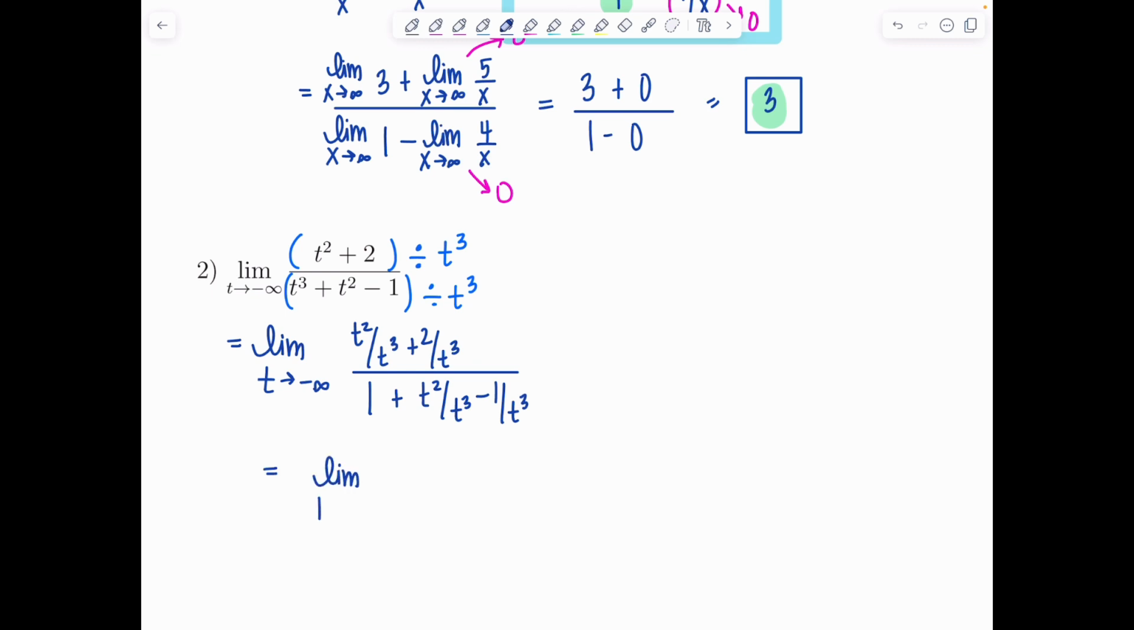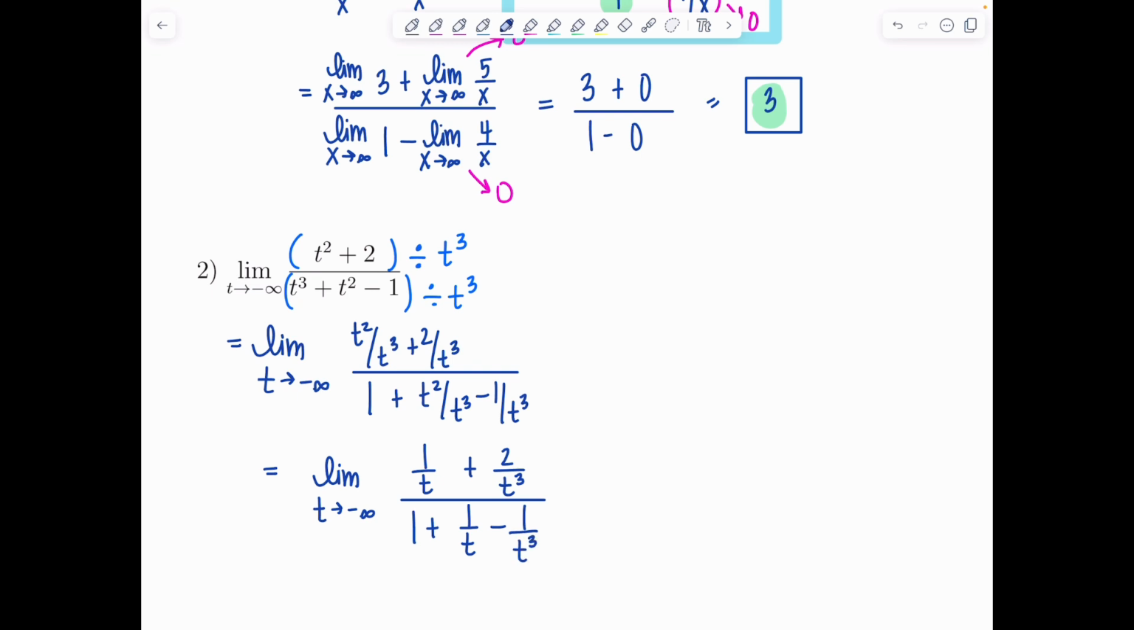Limit as t goes to negative infinity. Usually I just jump to this next step that I'm writing out here. I'll already simplify in one shot: 1 over t plus 2 over t cubed, and then this is 1 plus 1 over t minus 1 over t cubed. Usually I just go straight to there.